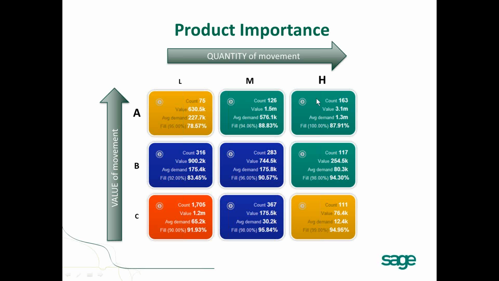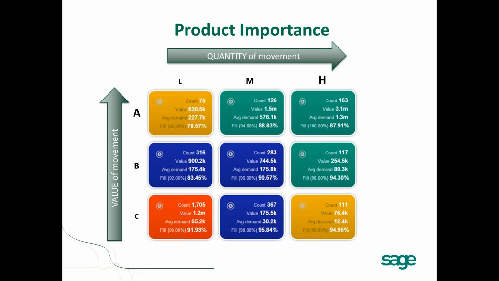Within each block you can see the number of items that were identified that belong to that category, the value of inventory, the average sales demand per month, and then the fill rate that we're achieving. So these items in the top right-hand corner, your high quantity movers as well as your high value movers, are your bread and butter items. These are the ones that the system has identified as generating the most revenue, maybe the most margin, etc. And it's therefore critical that we do not run out of these items.